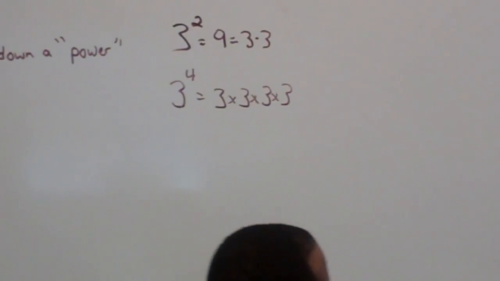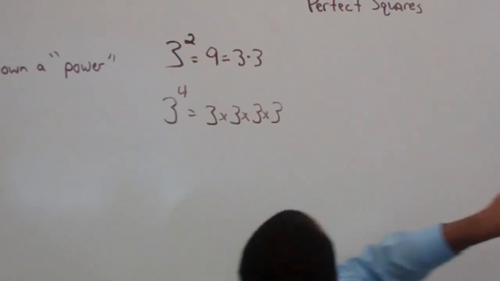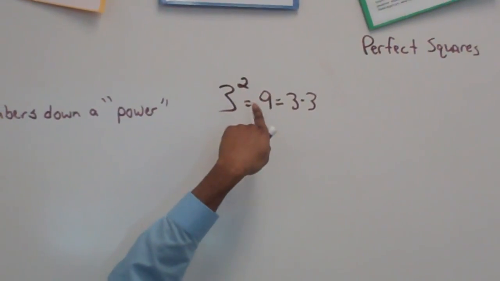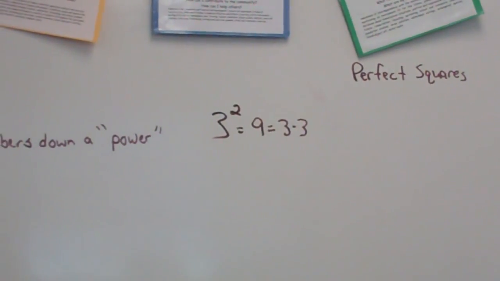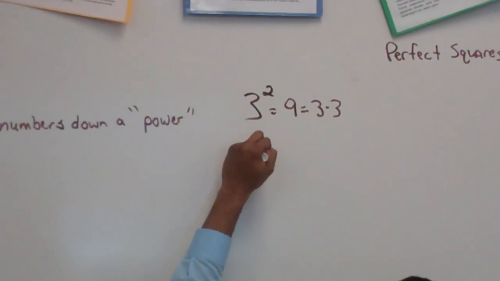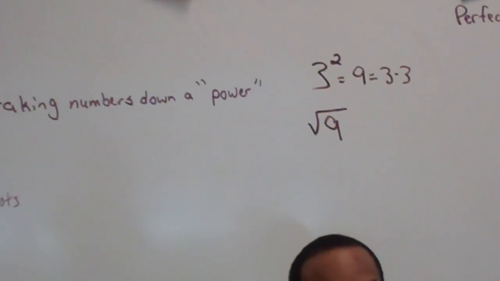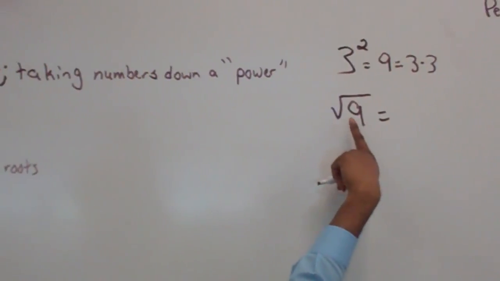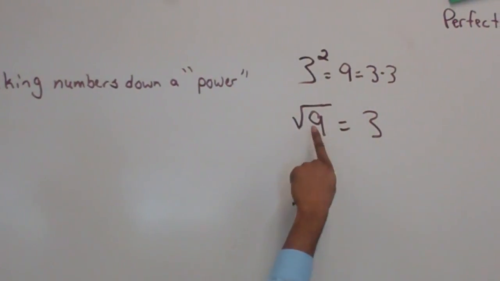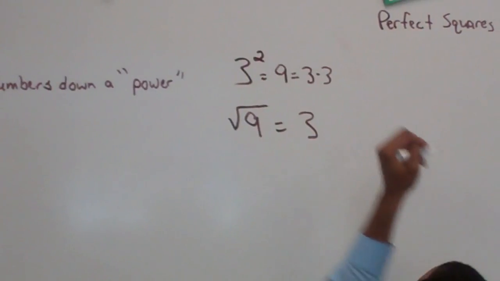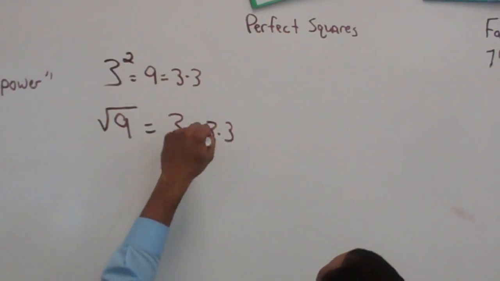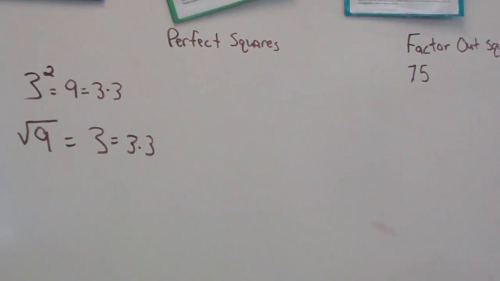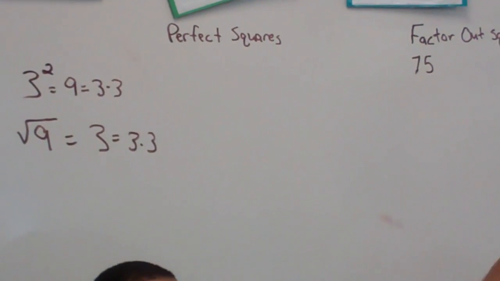Yes, sir. All right. Ms. Baptist kind of took what I was about to say. Sorry. It's all right. So this is called what? 3 to the second power, or 3 squared. So if I'm doing the square root of 9, I'll be taking it down a power, because the square root of 9 would be 3, and that's because 3 times 3 would give me 9. So do you see what I mean by taking it down a power? Yes. It'll make a little bit more sense once I go further.